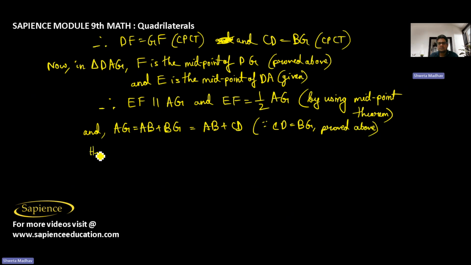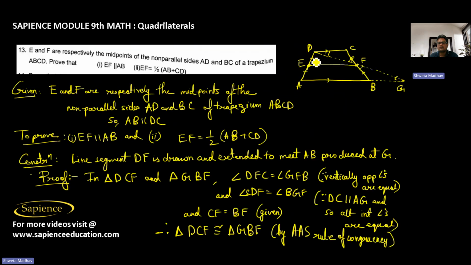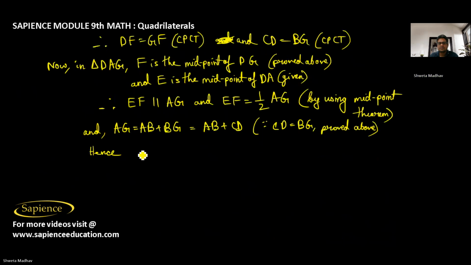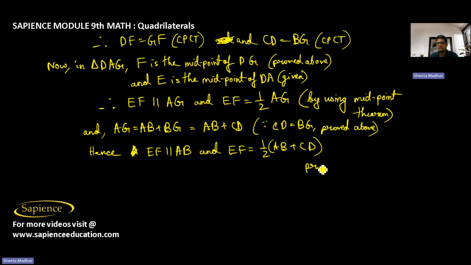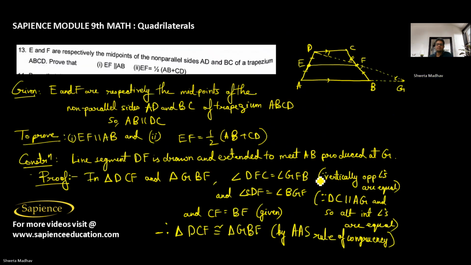So if EF is parallel to AG, it means EF is parallel to AB also. Hence EF is parallel to AB and EF equals half of AB plus CD. So hence proved. That's all.